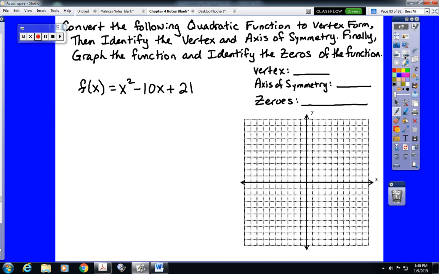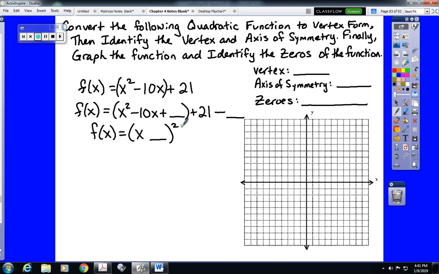So, we group the first two terms, and we ask ourselves, does a equal 1? There is no number in front of x squared, so the answer to that question is yes, and we are ready to insert our blanks. So we insert a blank on the inside, and we subtract from the outside, just like we did on the previous example.